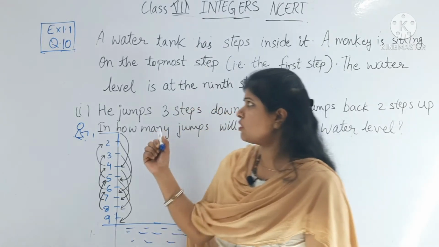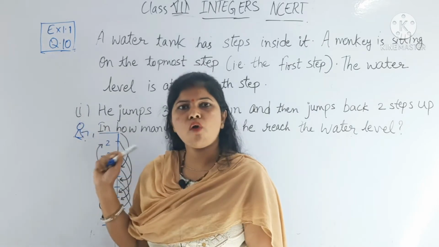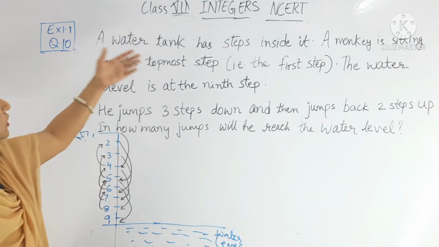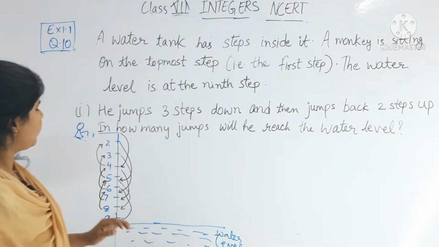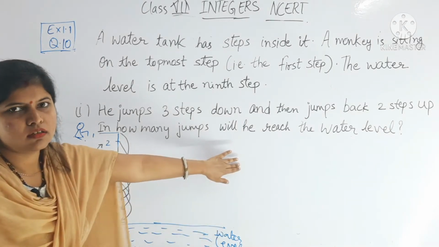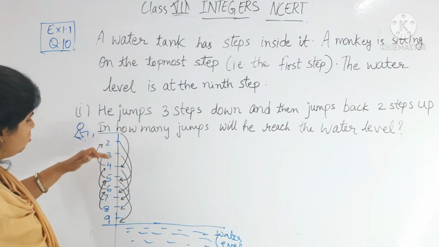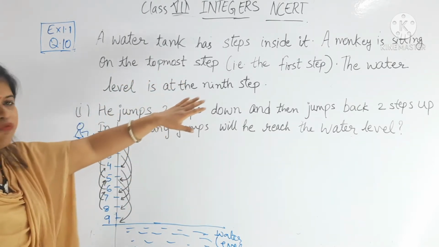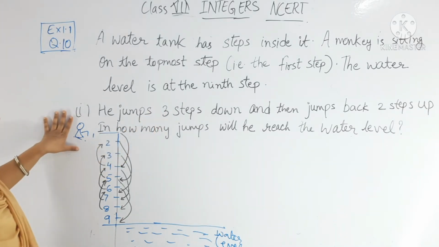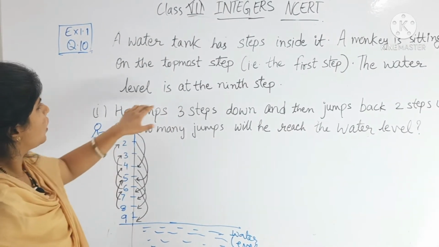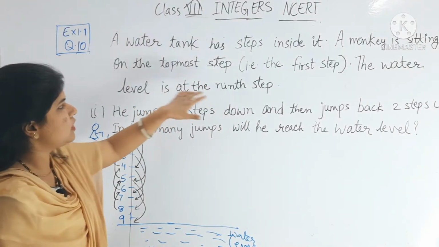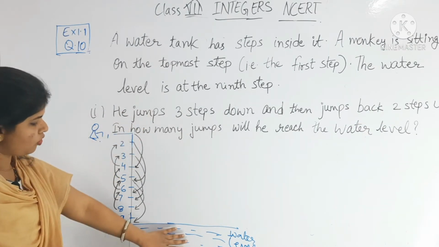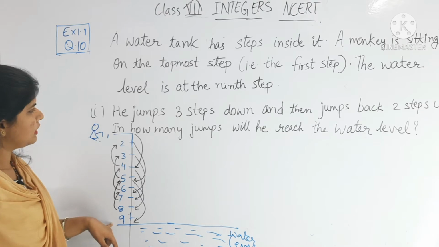Okay, so we will move to question number 10 of exercise 1.1. Let's read the question. A water tank has steps inside it. So this is the water tank. Here are steps 1, 2, 3, 4 up to 9. A monkey is sitting on the topmost step, that is the first step. So here is the monkey on the first step, and the water level is at the ninth step. Here is the water level, at the ninth step.